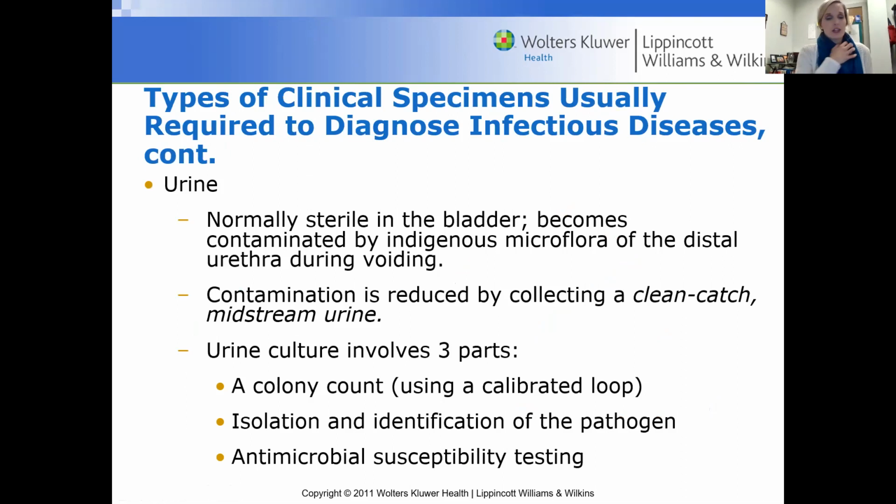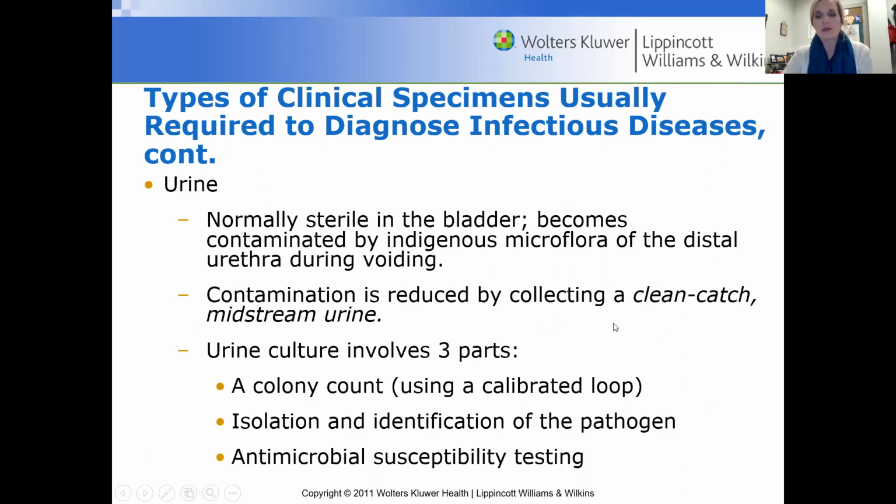Another is urine, as I've mentioned a couple times already today. Normally, urine is sterile within the bladder. It becomes a little bit more contaminated as it goes through the urethra during voiding because of the indigenous microflora that's present there in the urethra. So what we do when we advise the patient before they get ready to use the restroom and urinate into a cup, we advise them to use a clean catch midstream urine sample.